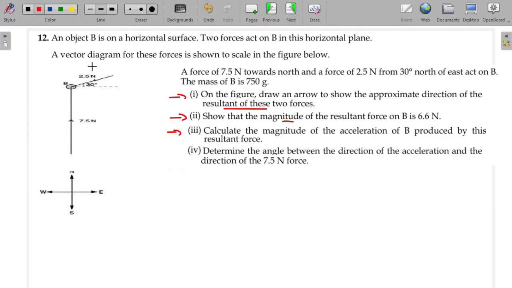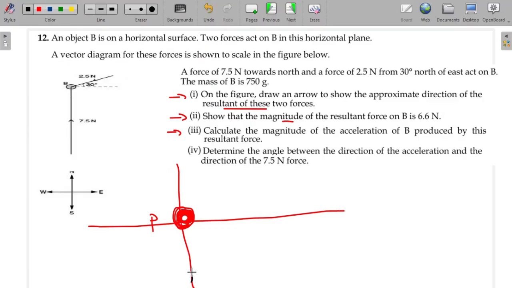So now let's understand this diagram here. So I'll redraw it here. So I have this object B, which is placed on the X-Y plane like this. I have a force going due north, so it's going like that. So that force is 7.5, okay?